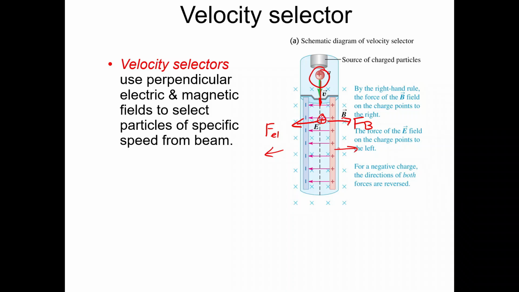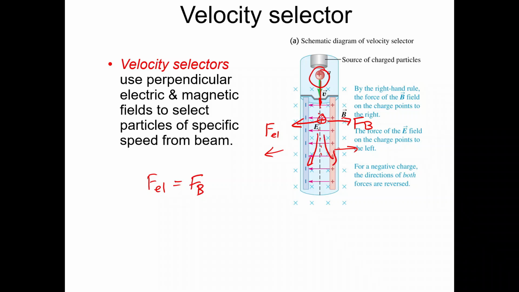So if I want my particles not to curve, but to go in a straight line through the source, then that means my electric force has to equal my magnetic force. If that's not true, these particles are going to curve.